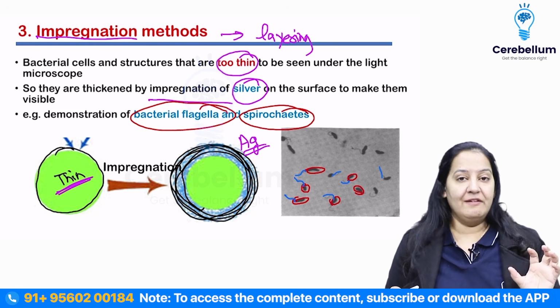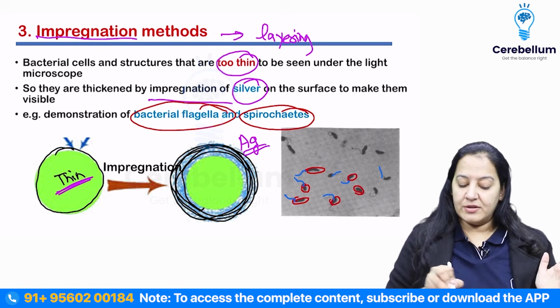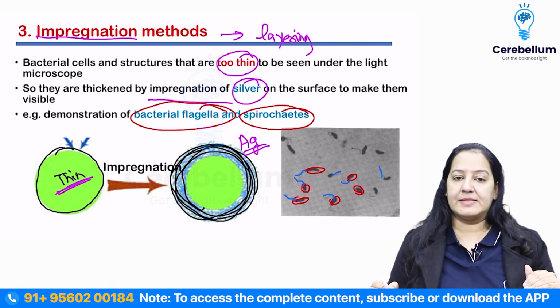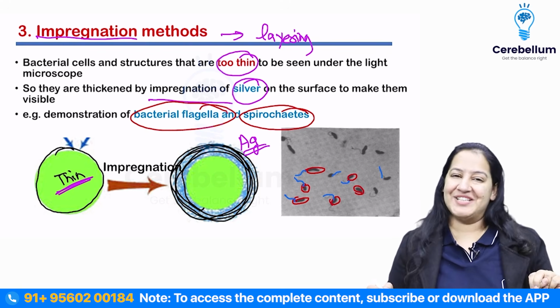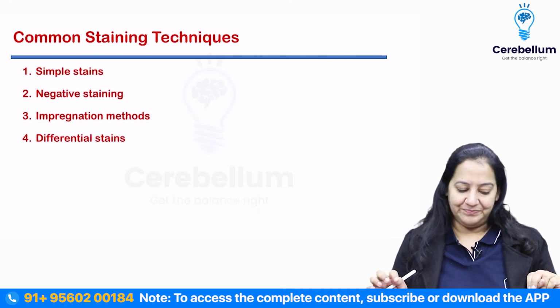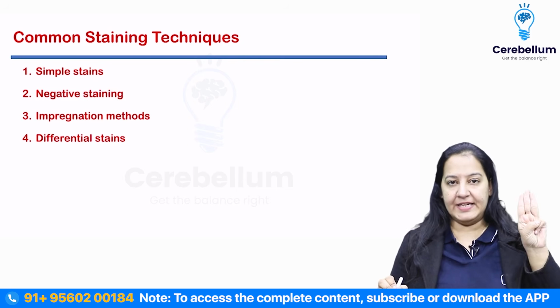You can get a question on the silver. Impregnation is done by the silver. It's layering. And the third question you can get is on the importance. What is the importance? It is used for demonstration of the bacterial flagella and the demonstration of the spirochetes. That is the third type of stain. So till now we have seen the three types of staining techniques.